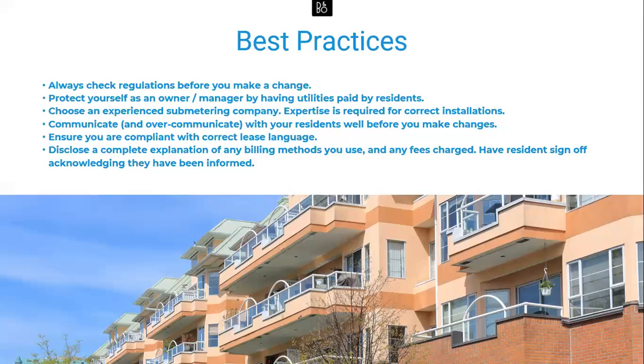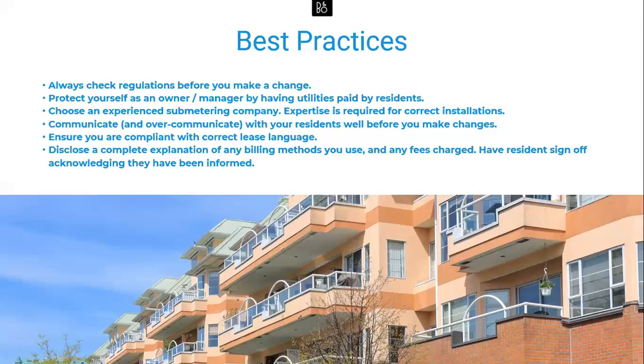The next is choose an experienced submetering company. Expertise is required for correct installations. We've heard over the years from different people with different companies with different experiences. And utility billing, when managed properly, is incredibly efficient. And when it's communicated well, it really does ultimately end up working for all parties involved.